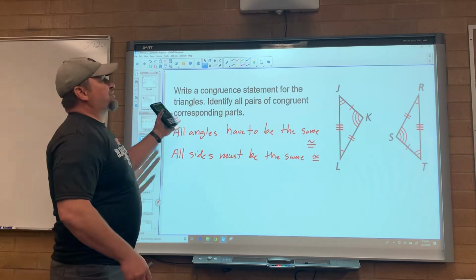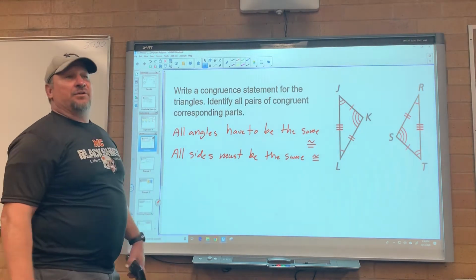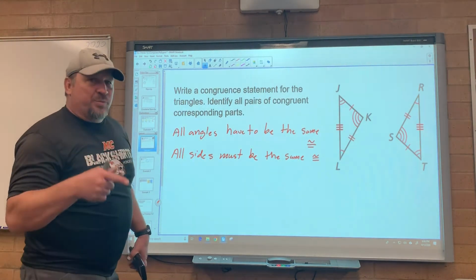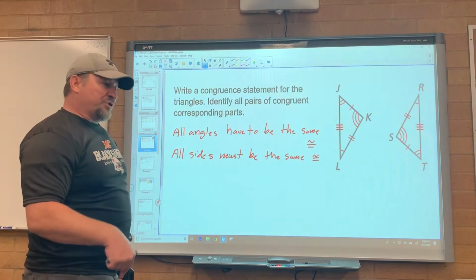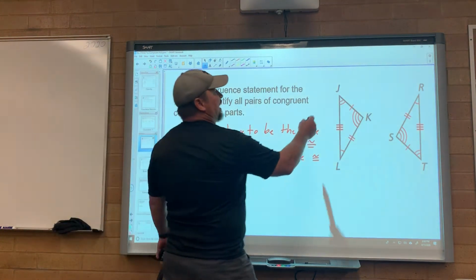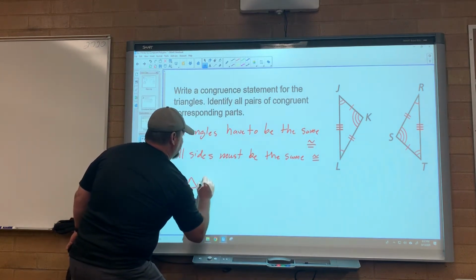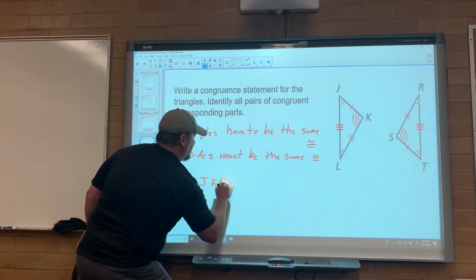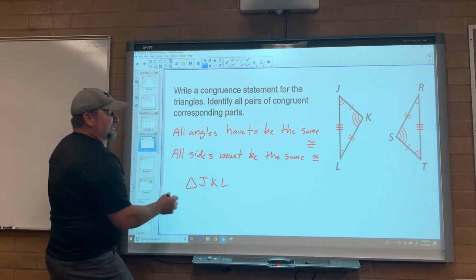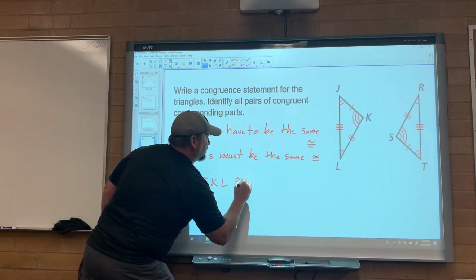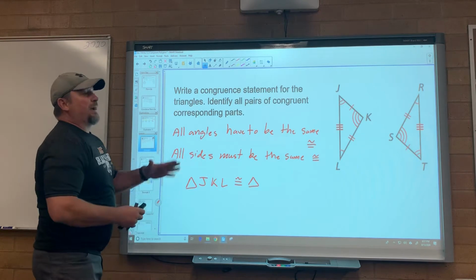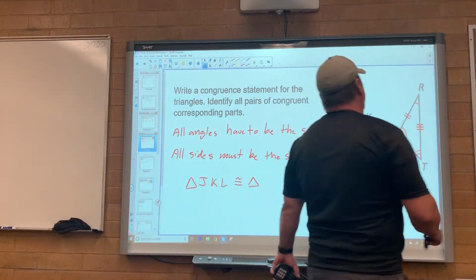So they want us to write a congruent statement, so I'm going to teach how to do that. It never matters what you pick first, it will only matter what you pick next. So we're going to pick this shape, and we're just going to say triangle JKL, and it's going to be congruent to triangle. Now let's go match it up. This is how you can tell what goes together.